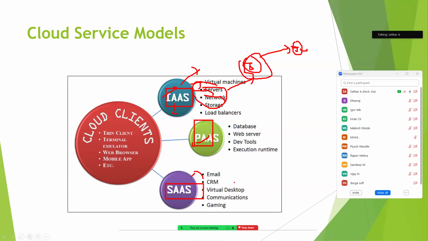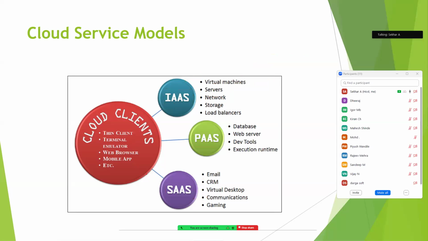Next, platform as a service. What is platform as a service, guys? A very important real-time example. The best real-time example is, assume that your mother prepared the food, all the items, and kept it on the table. What is your task?